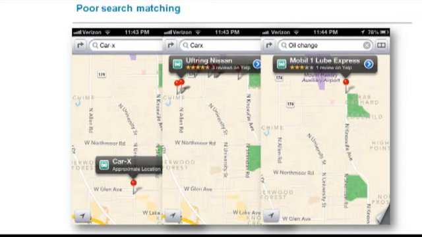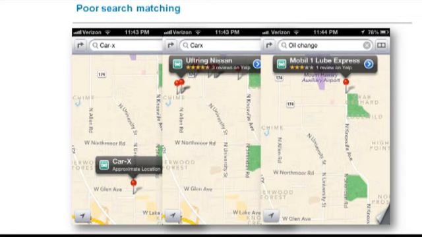Now, I don't have a screenshot here, but if you do a search for auto service, it comes up with probably 30 different locations in this area on the map. And if we have time, if there's questions at the end, we can do some demos on the webinar here of sample searches.